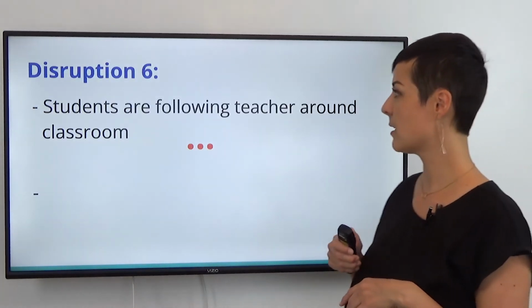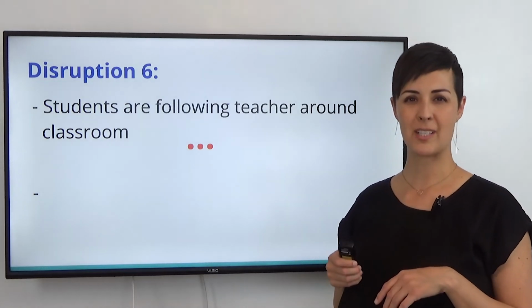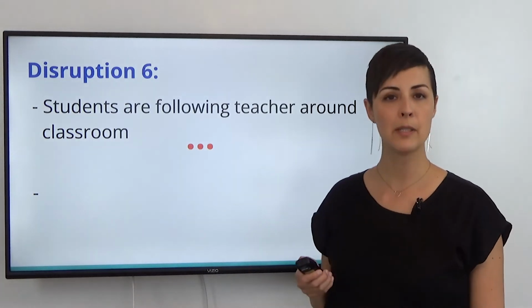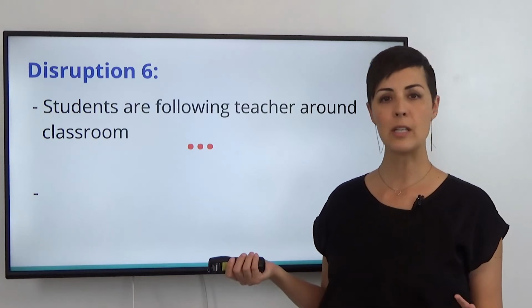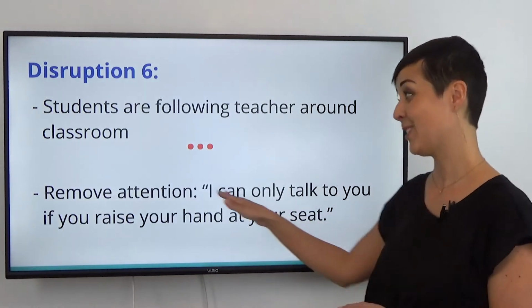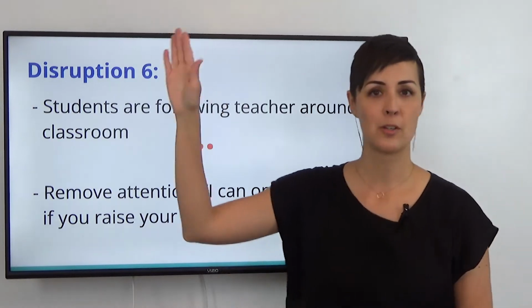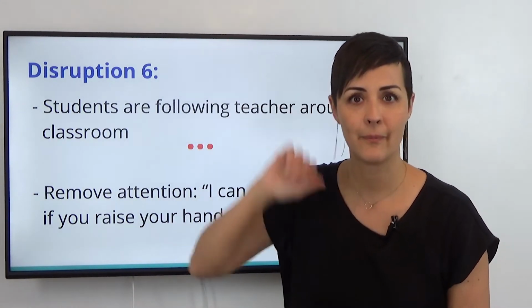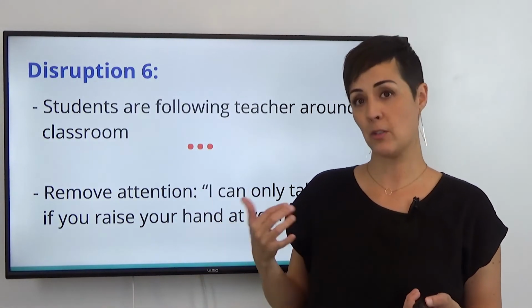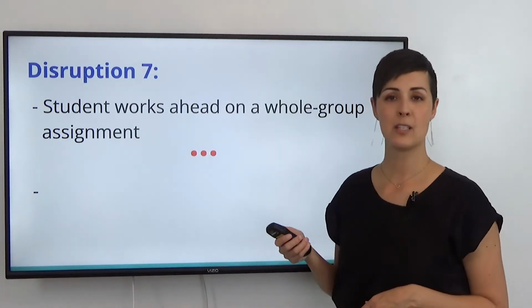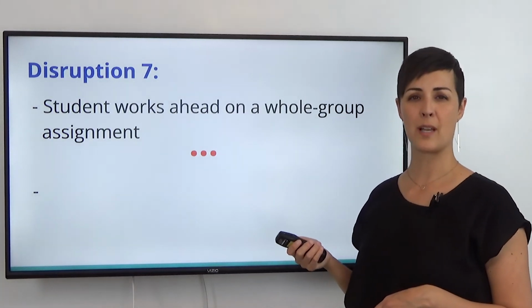Okay, disruption 6. Students are following the teacher around the classroom. Don't you hate when that happens? Is there anything you can do about it? You can remove your attention, right? Oh, I can only talk to you if you go to your seat and you raise a quiet hand. So remove teacher attention. Disruption 7, let's suppose a student works ahead on a whole group assignment.